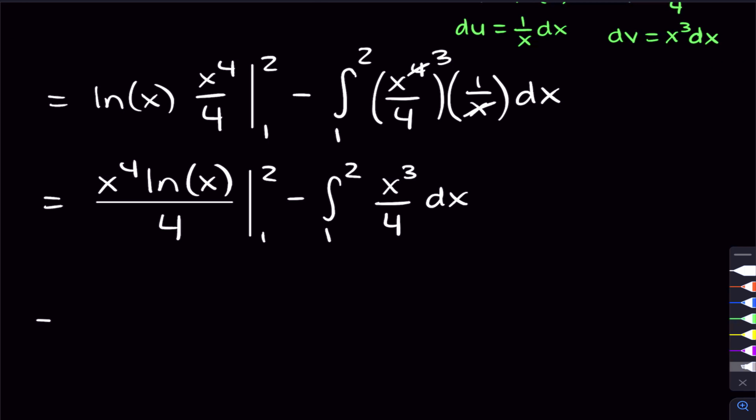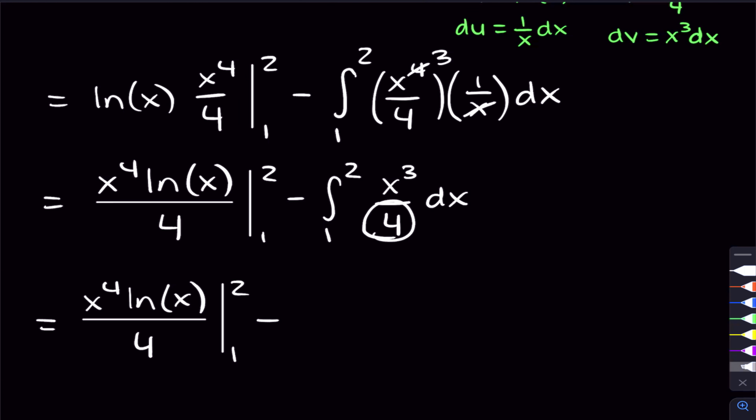So I can now integrate. And so after writing all this stuff in the front yet again, x to the 4th natural log of x all over 4, evaluated from 1 to 2, I can go through with this integration. I can first pull that 1/4 out of the integral. And then I can just worry about integrating the x cubed. The integral of x cubed is x to the 4th over 4. And that's going to be evaluated from 1 to 2 as well.